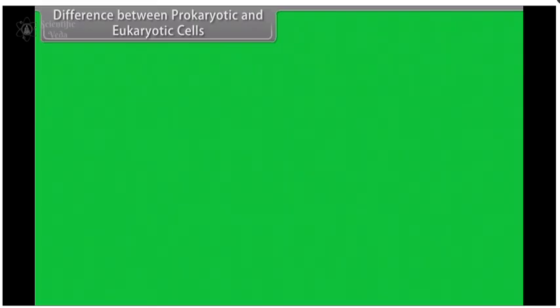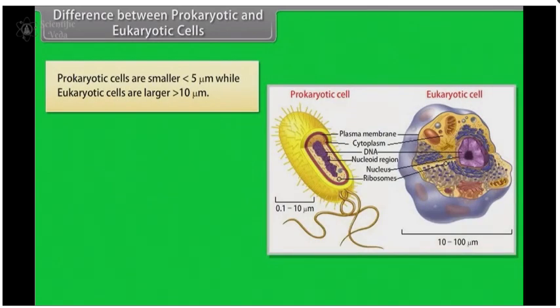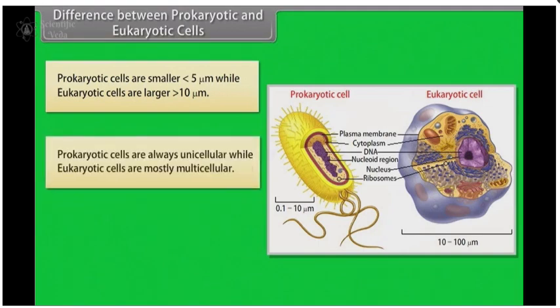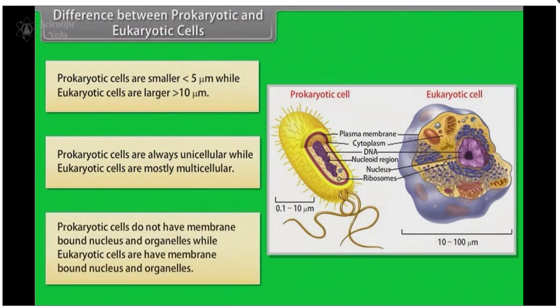Difference between prokaryotic and eukaryotic cells. Prokaryotic cells are smaller, less than 5 micrometer, while eukaryotic cells are larger, greater than 10 micrometer. Prokaryotic cells are always unicellular, while eukaryotic cells are mostly multicellular. Prokaryotic cells do not have membrane-bound nucleus and organelles, while eukaryotic cells have membrane-bound nucleus and organelles.